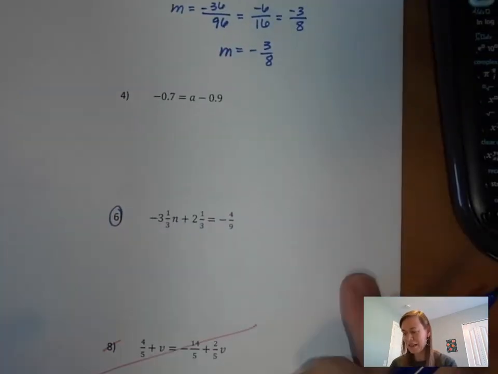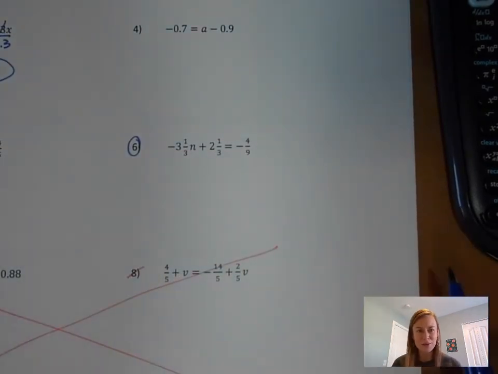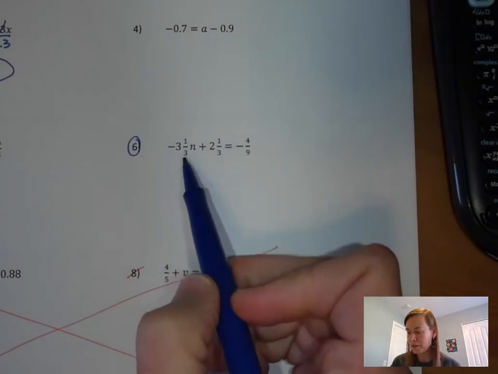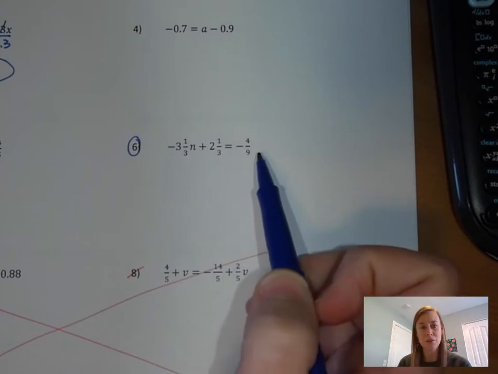Now let's look at number 6. Okay, so we have some mixed numbers here, but that's cool. We know how to handle that. Let's go ahead and read our problem. Negative 3 1/3 n plus 2 1/3 equals negative 4/9.